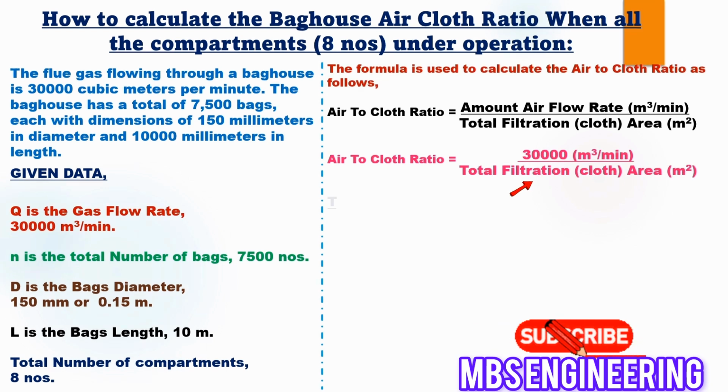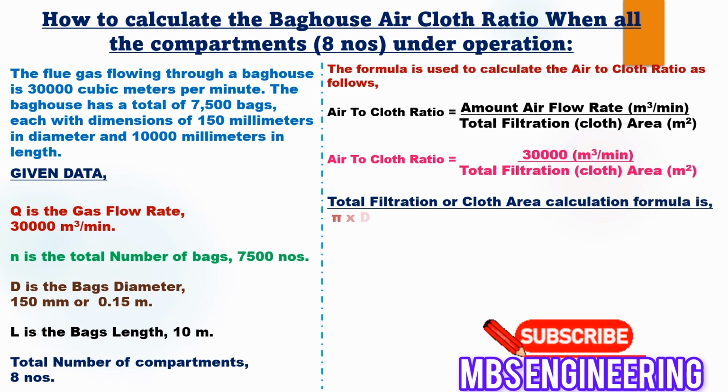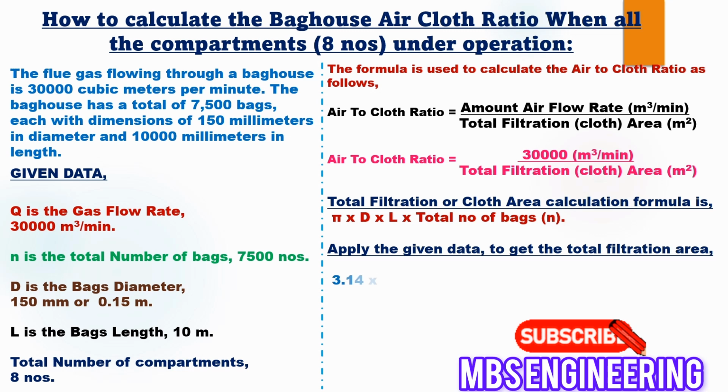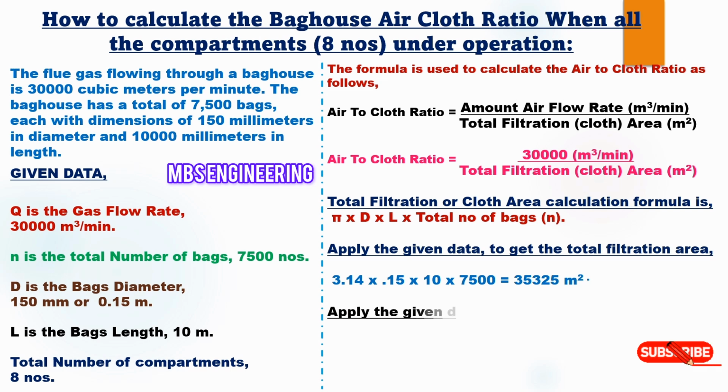Next, we need to calculate the total filtration area, or cloth area in meter square. The total filtration or cloth area calculation formula is pi into D into L into total number of bags N. Next, apply the given data to get the total filtration area: 3.14 into 0.15 into 10 into 7,500. Therefore, the total filtration area is 35,325 square meters.